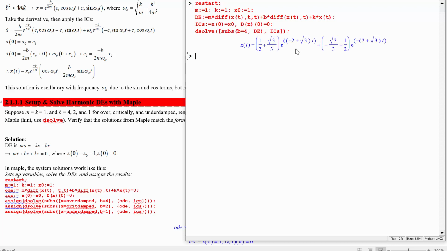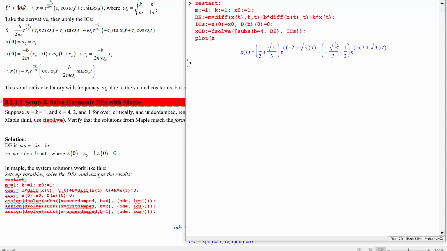There. So look at this. We have an exponential term. Now, is it decaying? Well, what's bigger, 2 or root 3? 2 is bigger than root 3 because 2 is root 4, right? So this is decaying down. And this one is even more negative. So these are both decaying exponential terms as expected. Let's go x over damped, and then we can plot x OD for t equals 0 to 5.